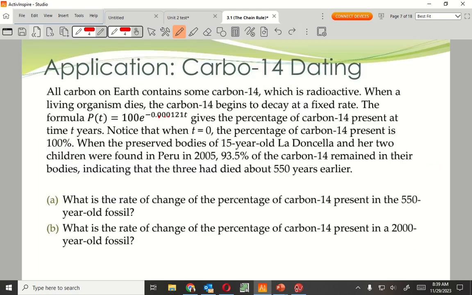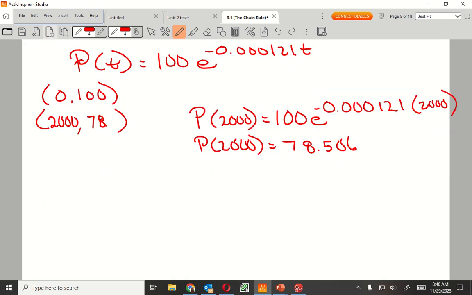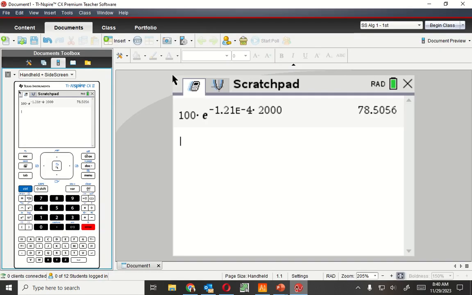All right, let's go back. What is the rate of change for the percentage of this one? So I had to first solve for the y value, which I did. And now I need to find the slope. Finding the slope is going to be 78.506 minus 100 over 2,000 minus 0. Control, divide.